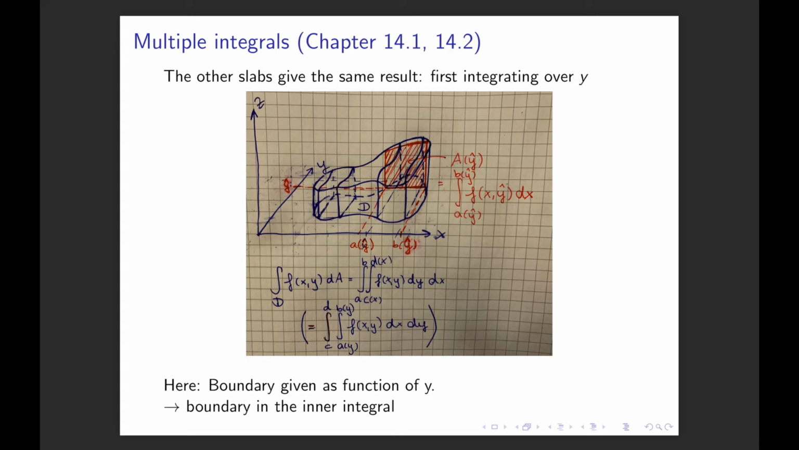As before, you see that the integral with the boundaries that depend on the last variable are in the inner integral. So we integrate x first from a to b, where a and b depend on the point where we cut the solid. And then afterwards we integrate all of these areas of the slabs from c to d, where now c and d are not dependent on anything but the smallest and largest y value that the domain has.